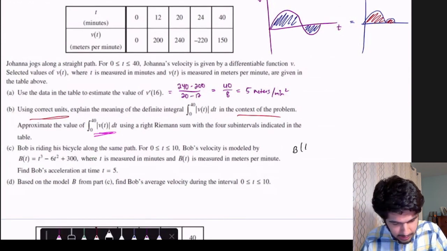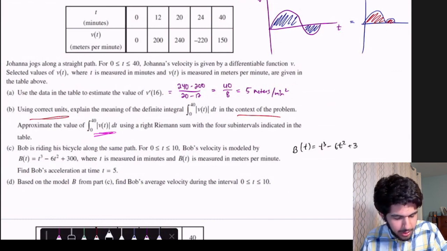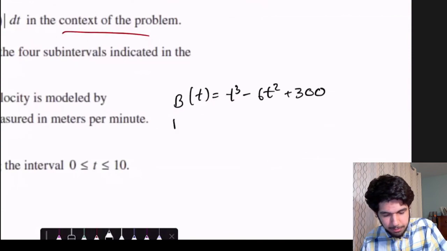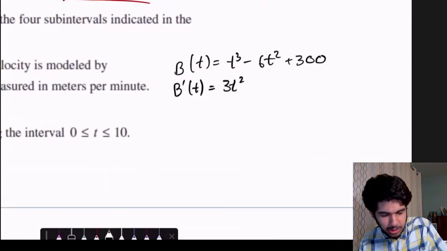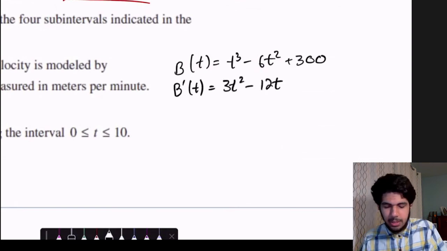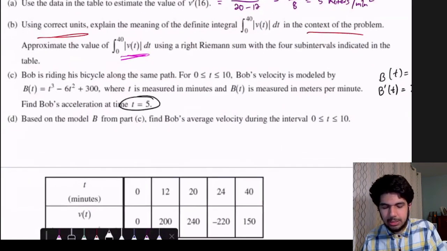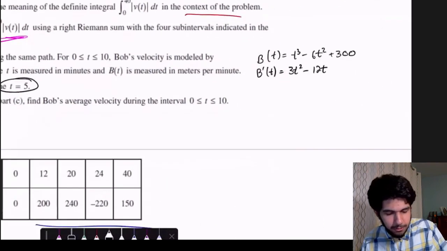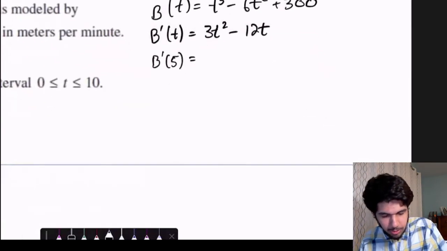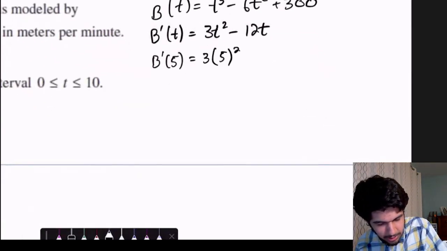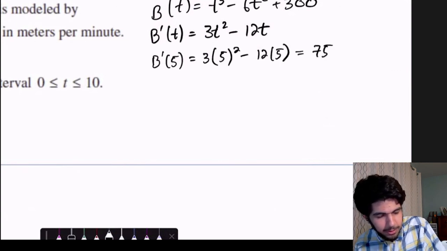So if b of t equals t cubed minus 6t squared plus 300, then we want to find b prime of t. So first derivative 3t squared minus 12t, and we want to find the acceleration at t equals 5, so we just plug in a 5. B prime of 5 equals, oh boy, 3 times 5 squared minus 12 times 5. That's equal to 75 minus 60. So that will equal 15.